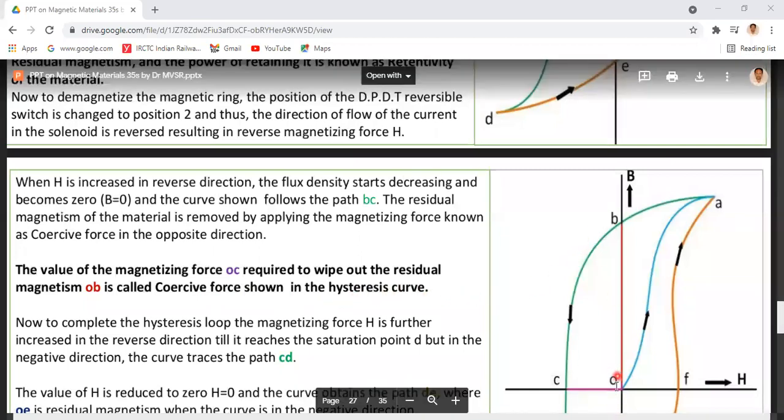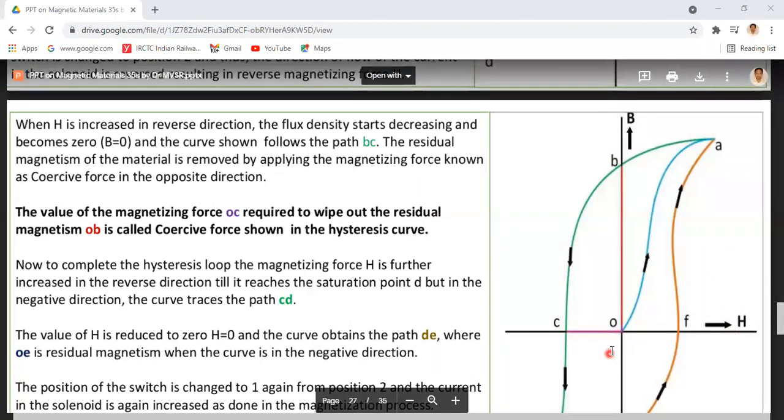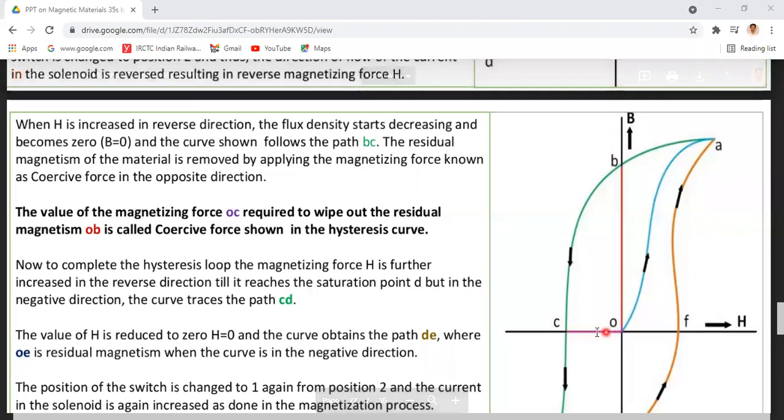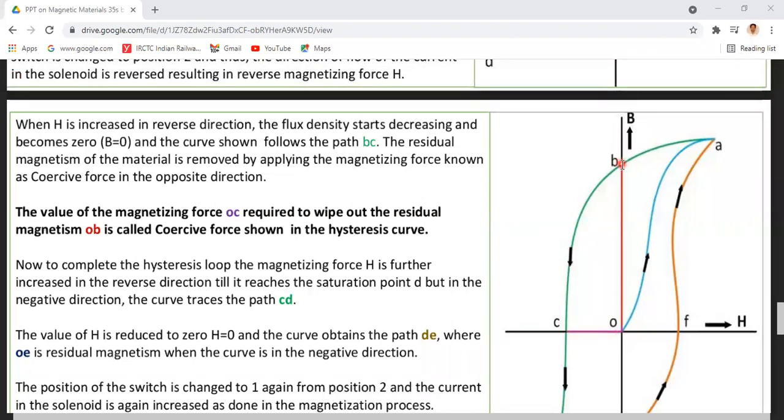When we apply the magnetic field in the reverse direction from the origin, going from O to C, this value of the magnetizing force OC is the amount of field at which the magnetic induction becomes 0, that is BC.